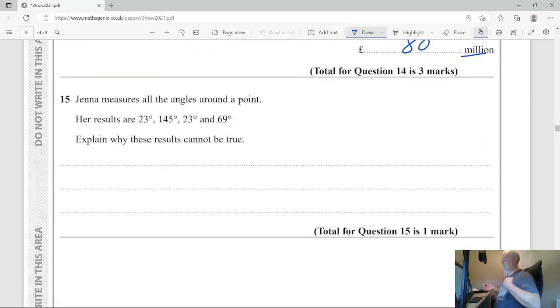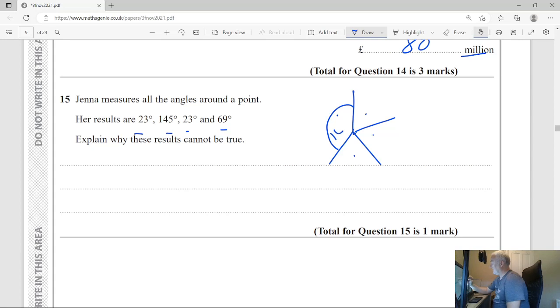Question 15. Jenna measures all the angles around a point. So let's just draw. We've got 1, 2, 3, 4. So we've got 4 different angles. So we're just going to put some random angles in there. It doesn't matter where they go. Let's put 145 there. Let's put 23 there. Let's put 23 there. And let's put 69 there. Okay, explain why these results cannot be true.